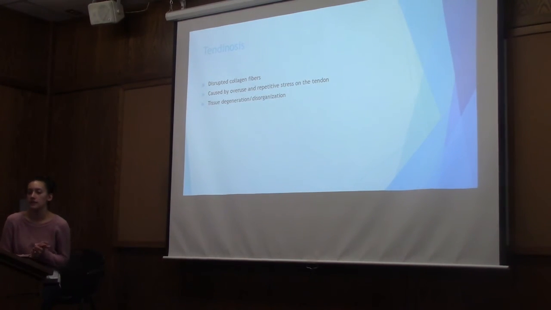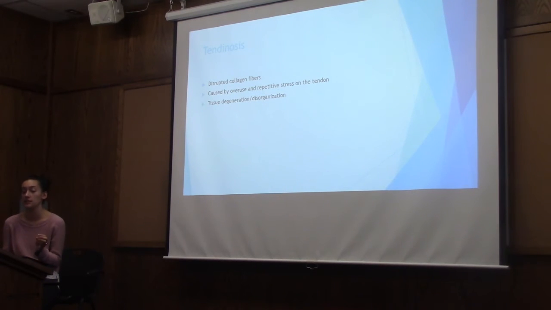Okay, tendinosis and tendinitis. I don't know if you talked about this. Tendinitis is basically the inflammation of it. In our class, he said that he didn't like tendinitis because tendon doesn't really get inflamed, so he goes more towards tendinosis, which is the degeneration of tendons. It's characterized by disrupted collagen fibers caused by overuse and repetitive stress, and then it's tissue degeneration. So if you ever see tendinitis, it means the inflammation of, like fasciitis is inflammation. But tendinosis is characterized by degeneration specifically.